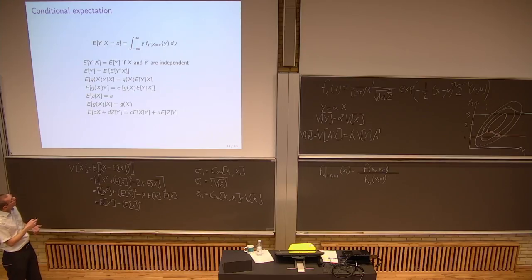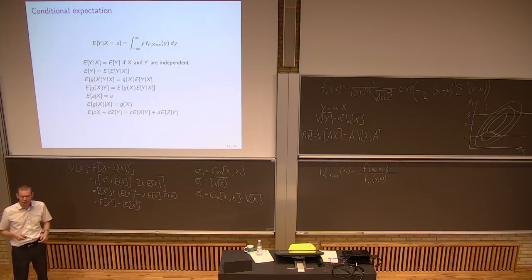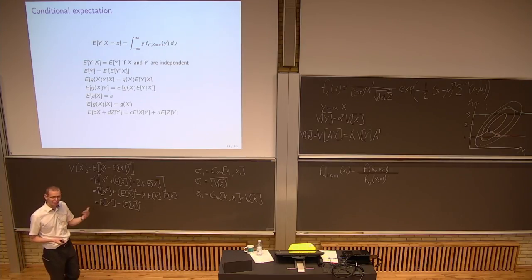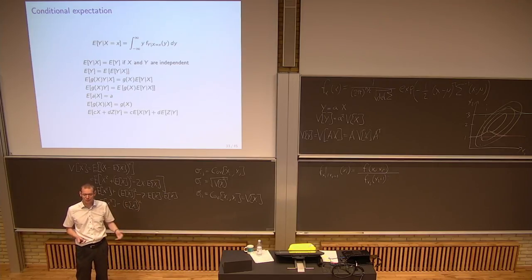So, if x and y are independent, then the expectation of y conditional on x is just the expectation of y. That's fairly easy. That is the same as saying if they're independent, then the conditional distribution is equal to the marginal distribution, just as a definition that we had for independence previously.